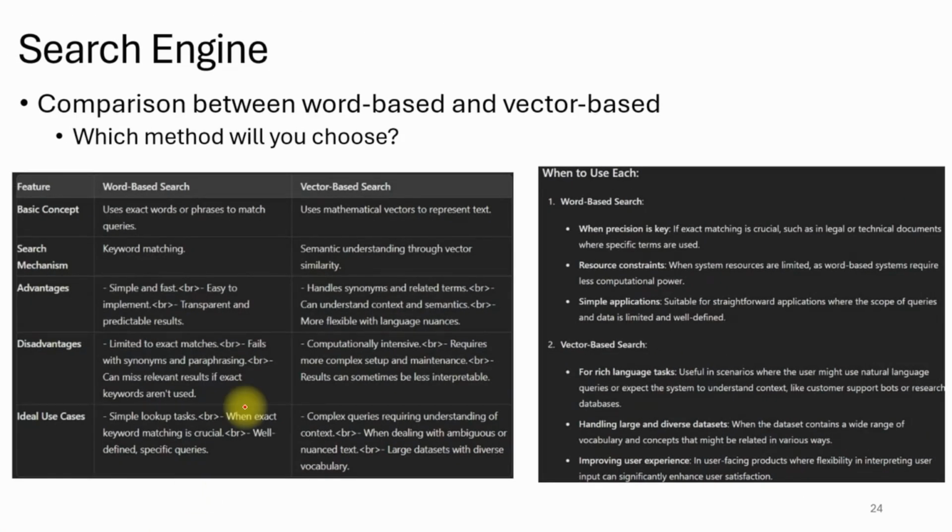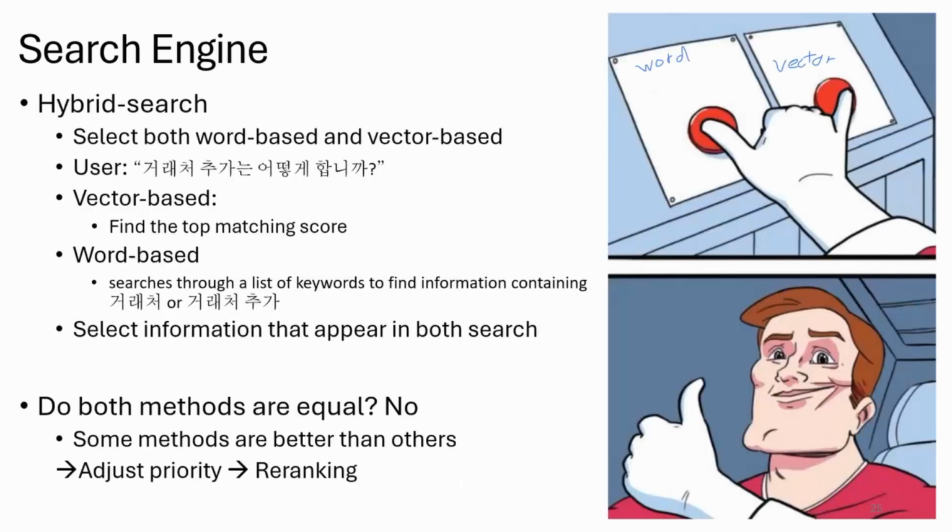Which method will you choose? Word-based or vector-based? With me, let's use both. Why select when you can use both? Because when you use both, it means that we have a search called hybrid search.